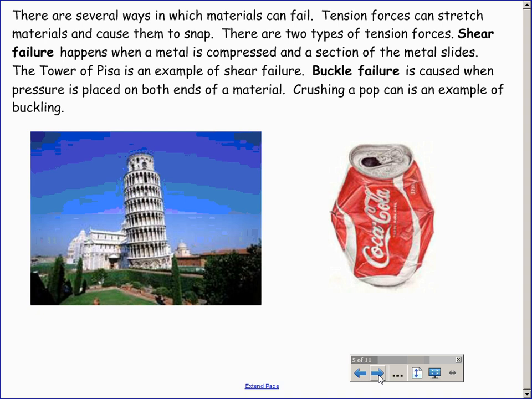Buckle failure is caused when pressure is placed on both ends of the material, crushing the pop can. This is an example of buckle. So let's remember buckle failure and shear failure.